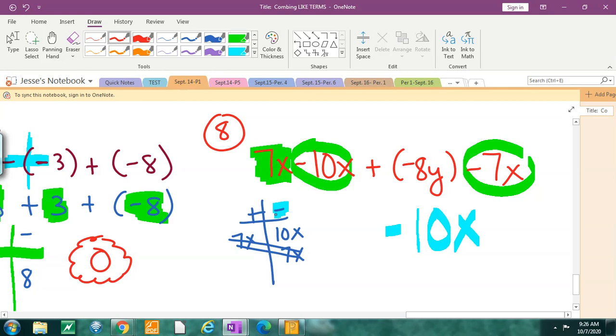Now, Mr., can I just add them? Well, yeah, you could do this. You could take this out and put 17x versus the 7x, right? And who won? The negative won by what? By 10x. Okay, very good.